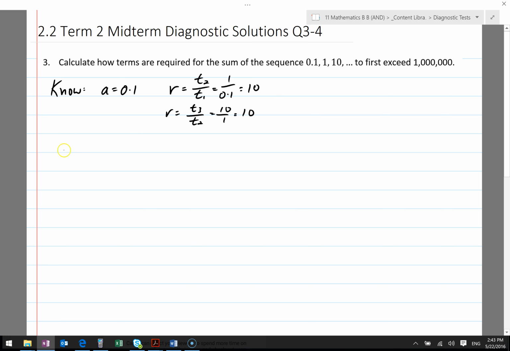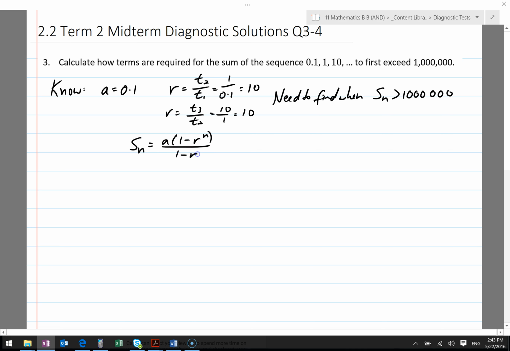Okay, what do I need to find? I need to find when the sum of some terms is bigger than 1 million. Okay, I've got a formula for the sum of n terms. I'll write down that formula. Hopefully we're getting good at these formulas by now. I'm going to essentially substitute all these values in. So even though I'm after when it's bigger, I'm just going to solve for when it's equal to 1 million and then do appropriate rounding.